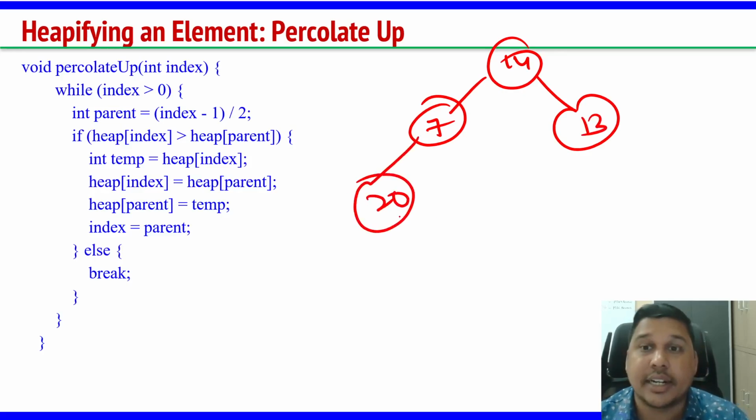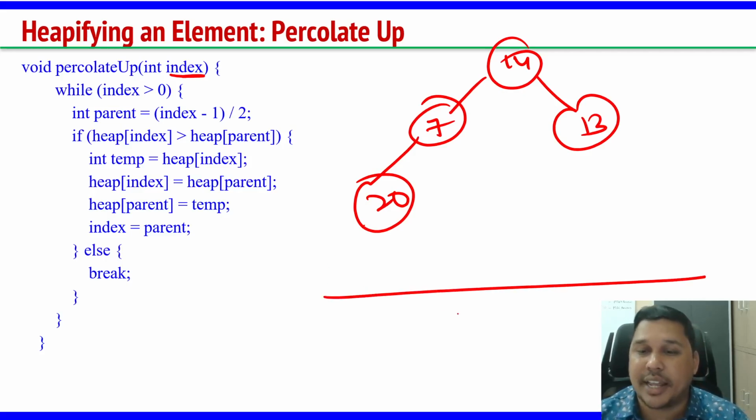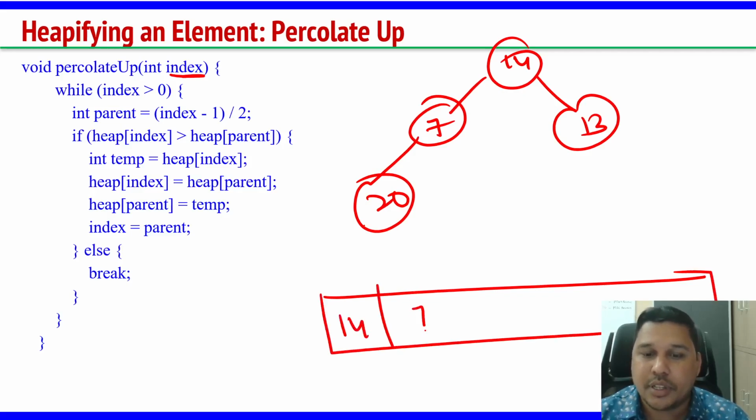20, I inserted it like this. Okay, this is my tree, right. So, this index, anyhow we are talking about this in an array, right? We are storing this in an array. How are we storing? 14, 7, 13, 20, and I have some elements at index 0, 1, 2, 3.